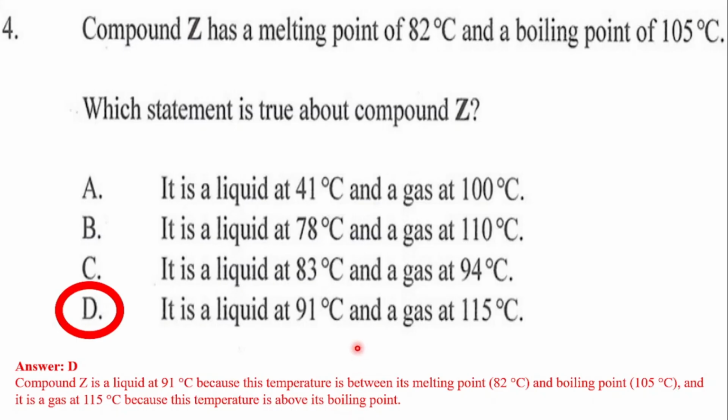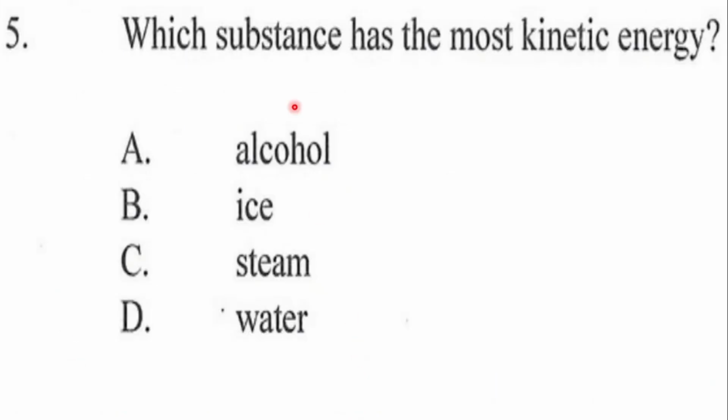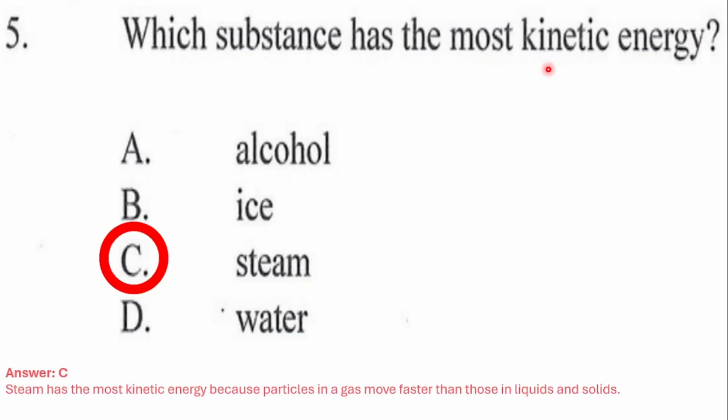All right, so let's move on to question number 5. Question number 5 says, which substance has the most kinetic energy? Is it A, alcohol, B, ice, C, steam, or D, water? Which substance has the most kinetic energy? The answer here is definitely going to be C, steam.